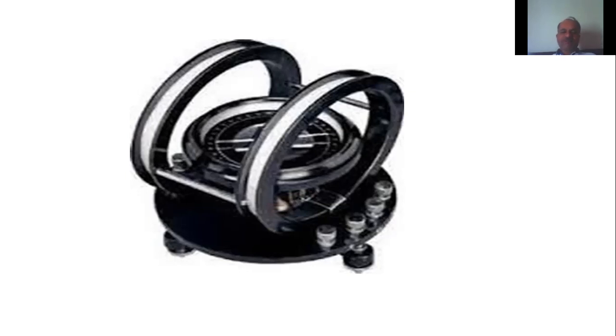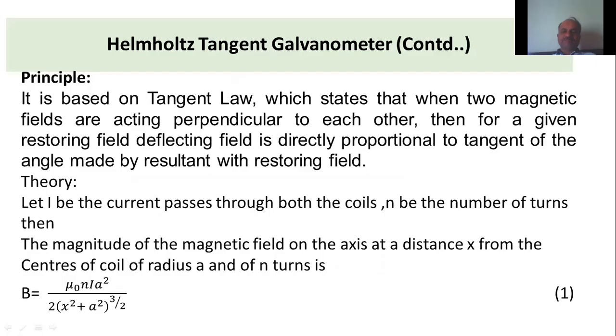It is also called a magnetometer, or it is something just like a compass. And these two coils are connected in series like this. So four terminals are there. Two terminals should be joined, and the outer terminals are connected to the external source. So this is the construction of the Helmholtz tangent galvanometer.